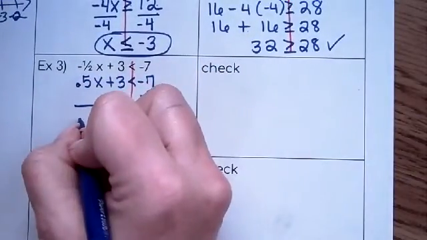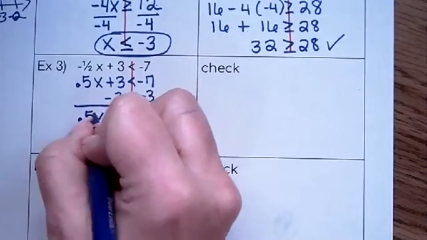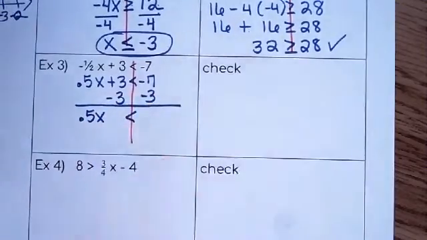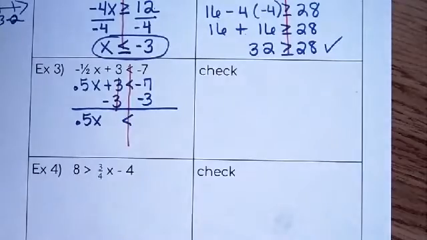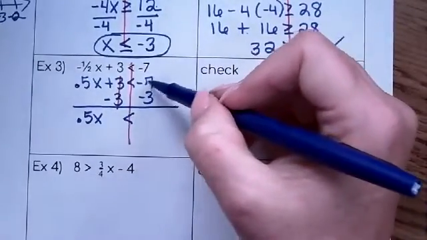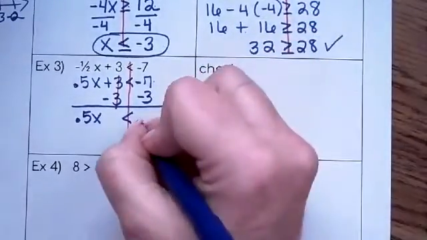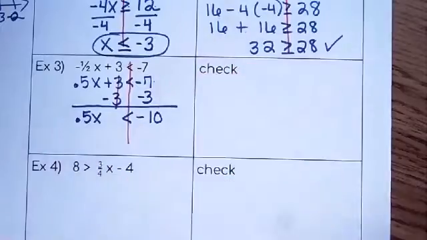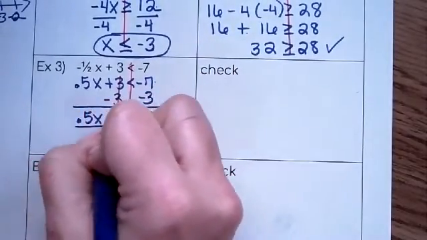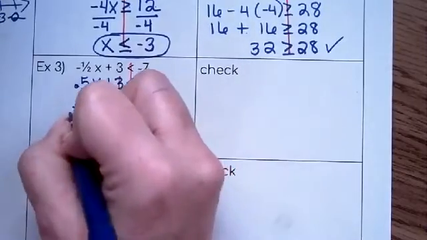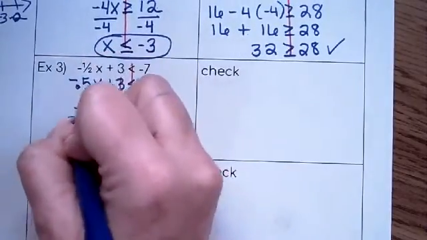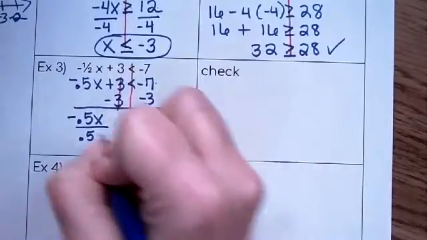What's going to come down? -0.5x less than, because we know 3 minus 3 right here is going to do what? They're going to cancel each other out. Now over on this side, I've got -7 minus 3, which is -10. Now, what am I going to do right here? I'm going to divide by -0.5. And I left my negative off. Let's put it back on there.